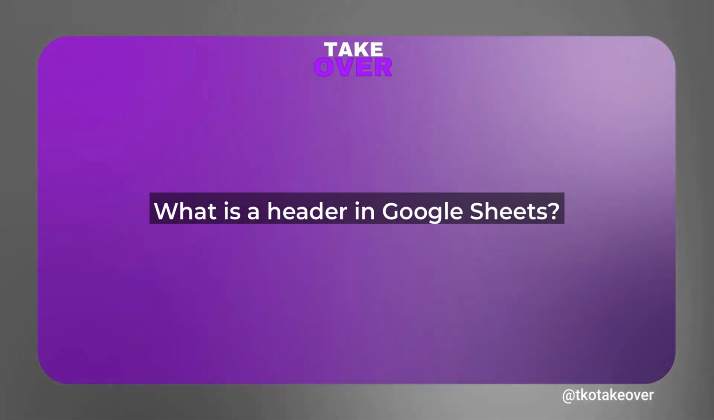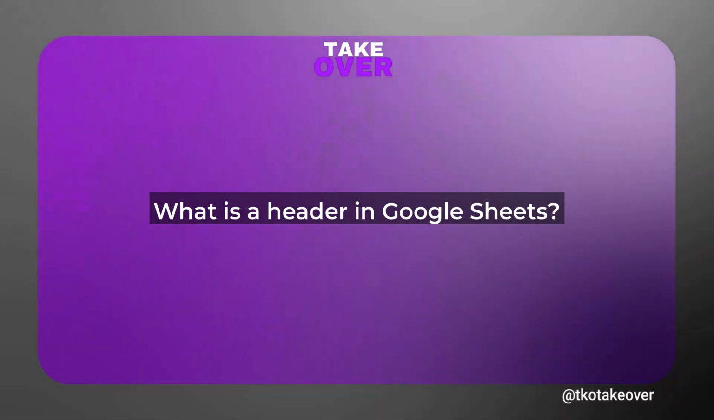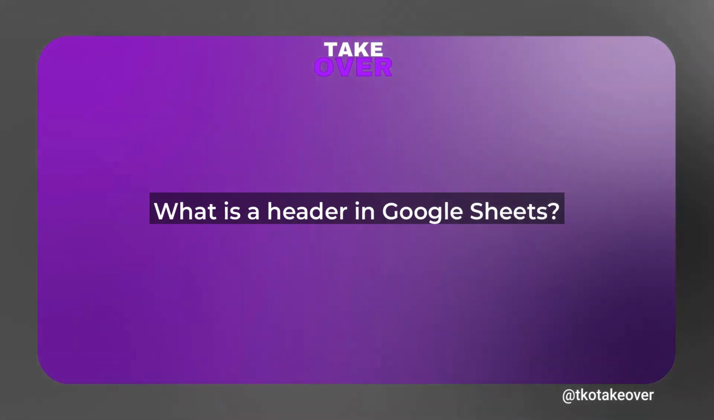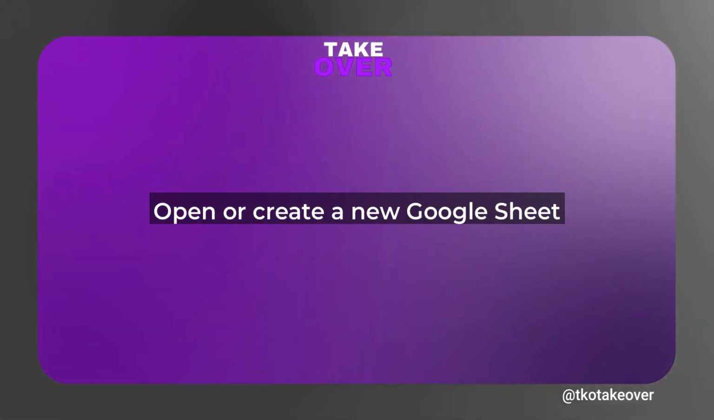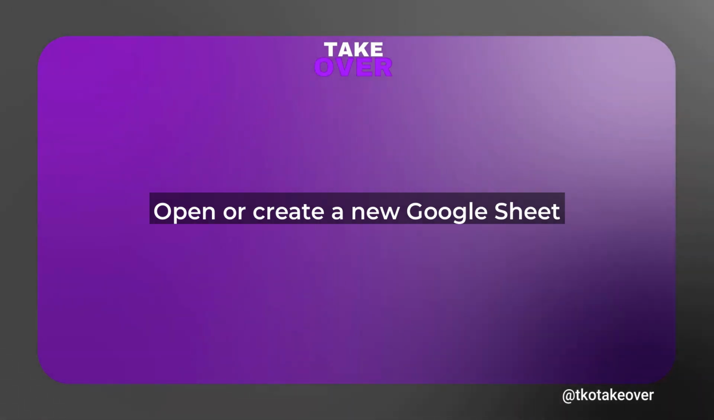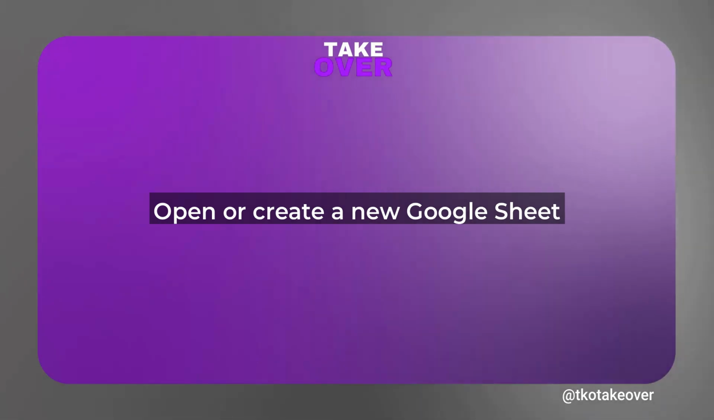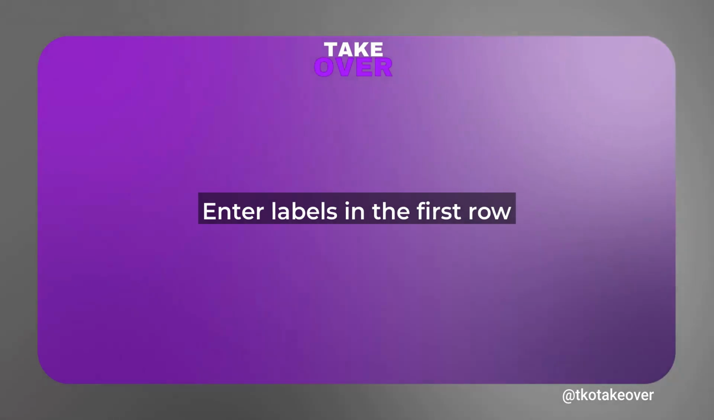Today, we're tackling how to make a header in Google Sheets for 2025. If you're dealing with spreadsheets for work, school, or personal projects, a well-made header can transform your data into something organized and professional. Let's dive right in. First things first, what's a header? It's basically the top row in your Google Sheet that labels your columns, like name, age, or email. This makes it super easy to read and navigate large sets of data. The best part? It's straightforward to set up.